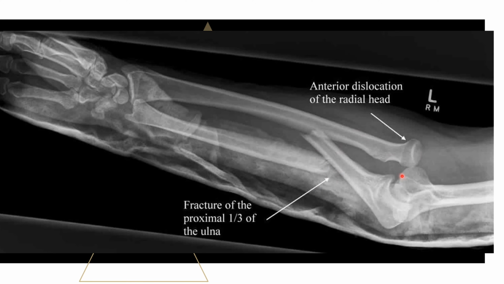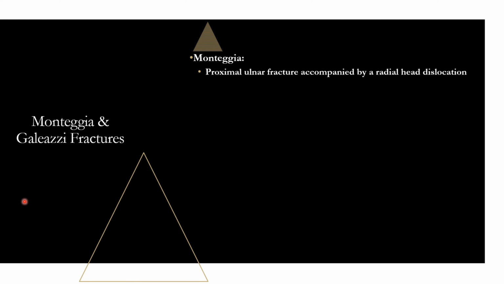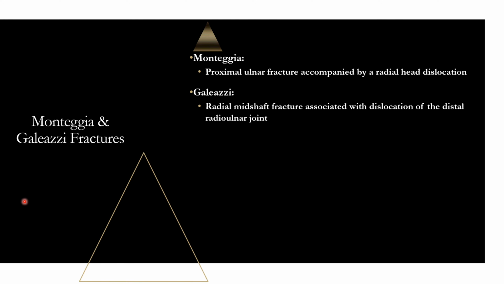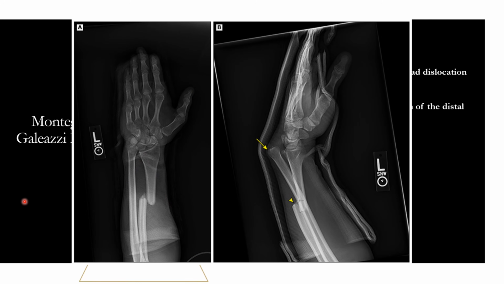And then the radial head popped right off there, the anterior dislocation of the radial head. So that's Monteggia: proximal ulnar fracture, radial head dislocation. And then Galeazzi is going to be a radial midshaft fracture associated with dislocation of the distal radial ulnar joint. So we can see what that looks like here.